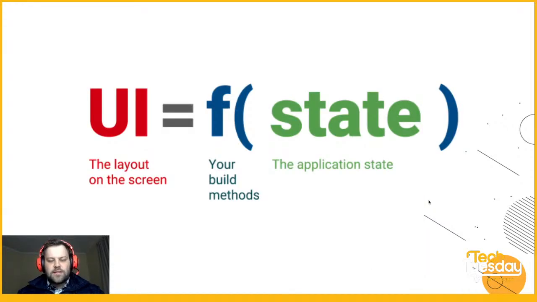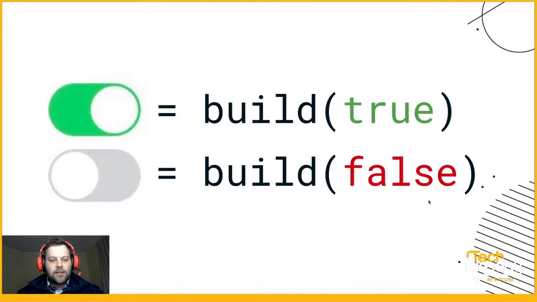So this is a very basic concept of how it works. As you can see, you have your state that you pass into a build function, and that returns your UI. A bit more practical example would be something like this. You have your build function. If you pass true, you get a switch that is on, and if you pass false, then you get a switch that is off. So it stays a switch. It's just its state that changes.